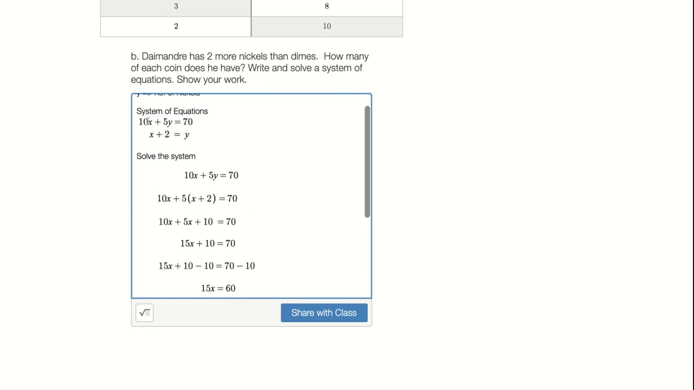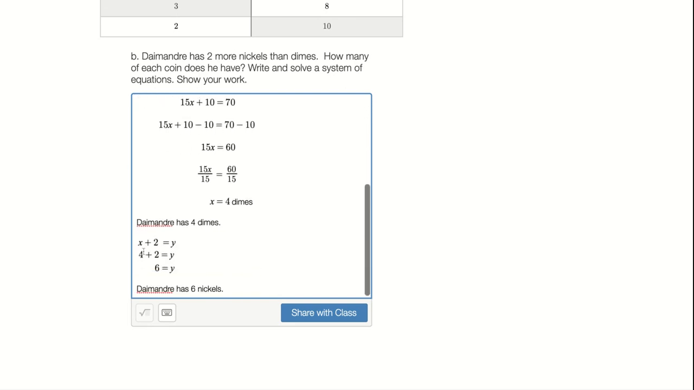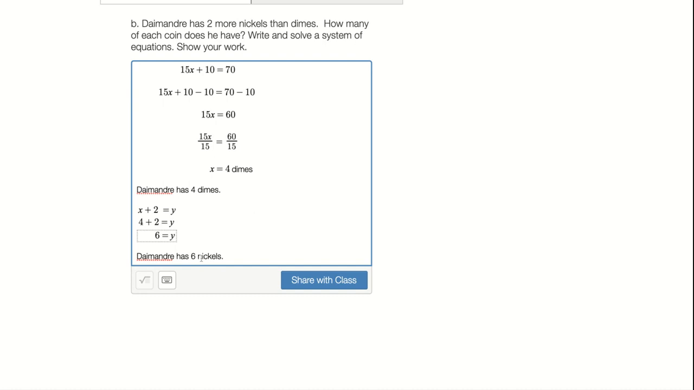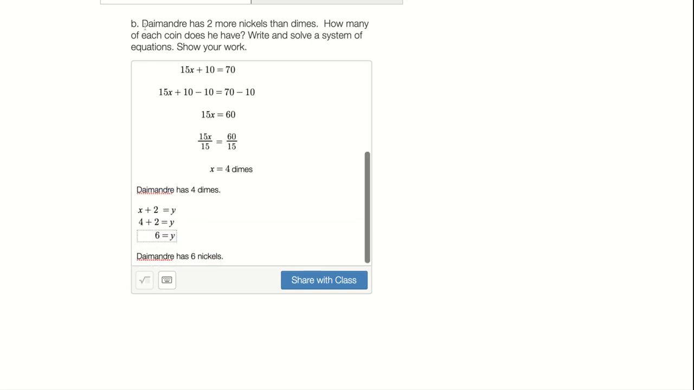I can use the second equation in the system and substitute in 4 for x to figure out the number of nickels. And that is what you see right here. I did 4 plus 2 equals y, and that gave me 6. So 6 equals y. Therefore, De'Mondre has 6 nickels. We know that this is correct because the problem said De'Mondre has 2 more nickels than dimes, and in fact, he does. 6 is 2 more than 4.